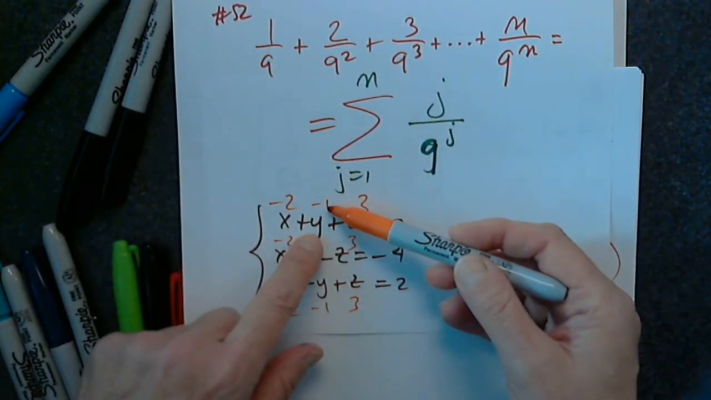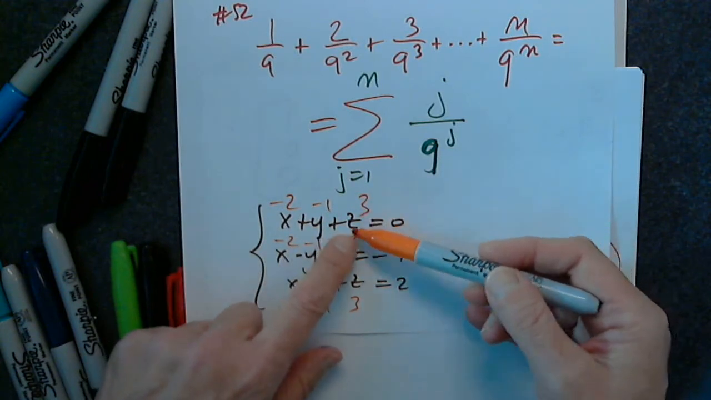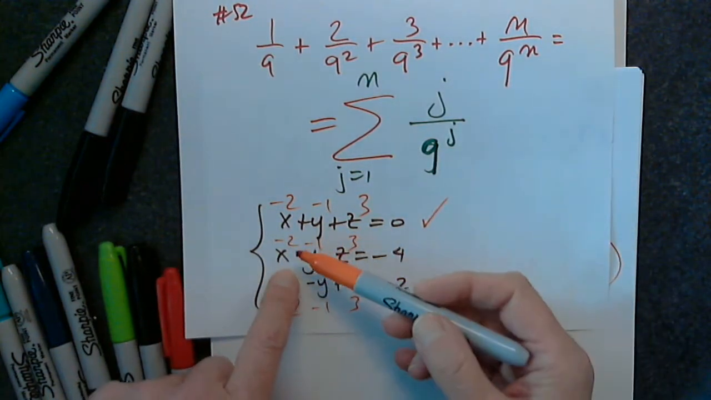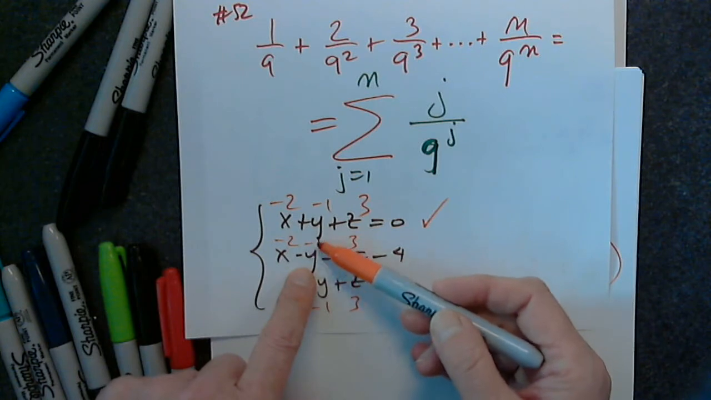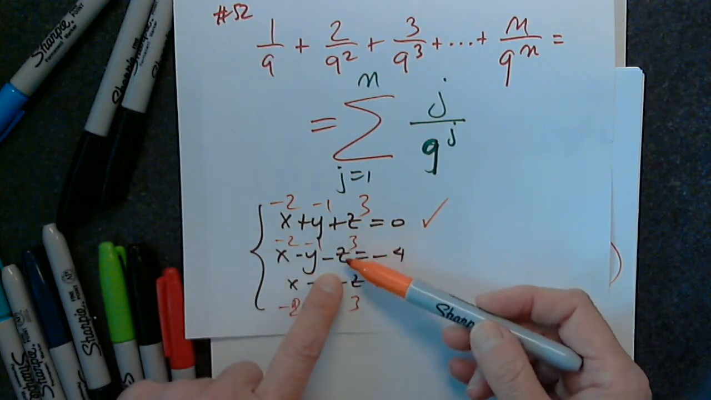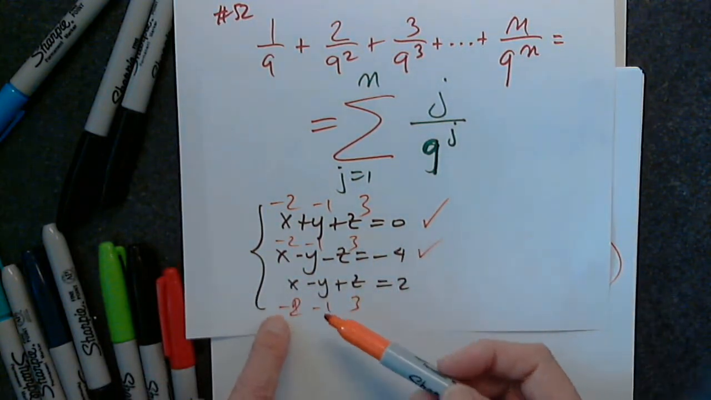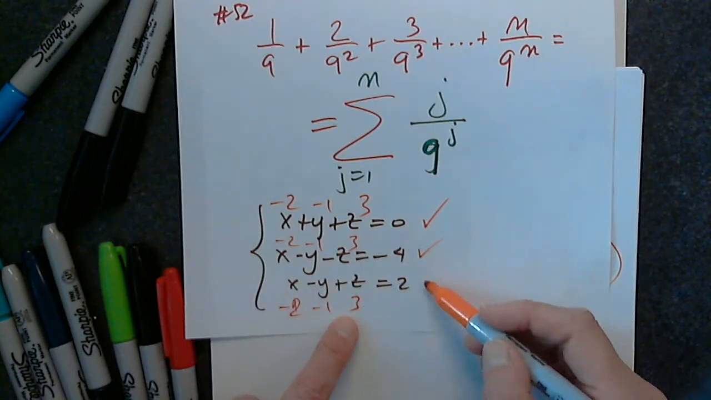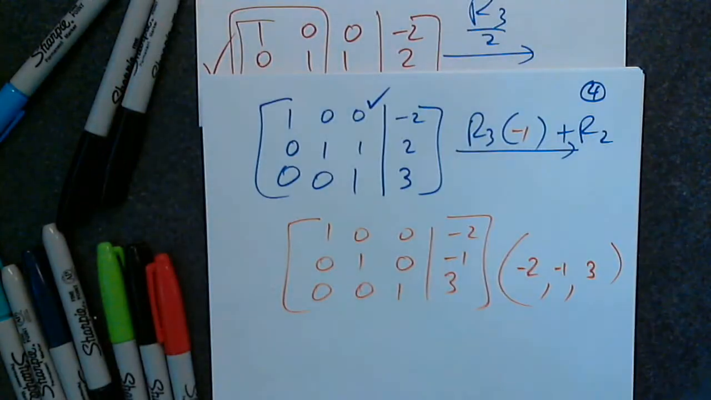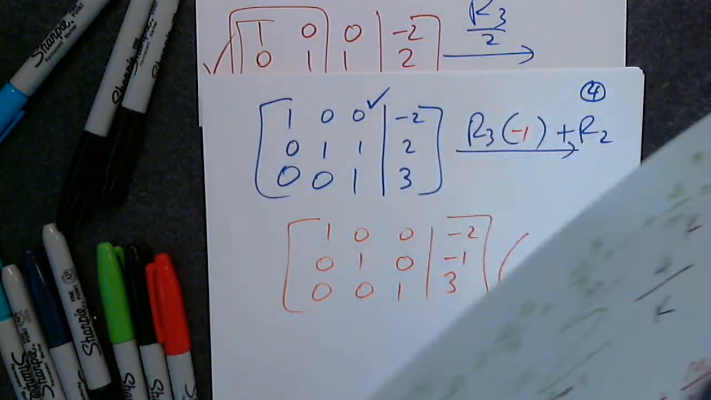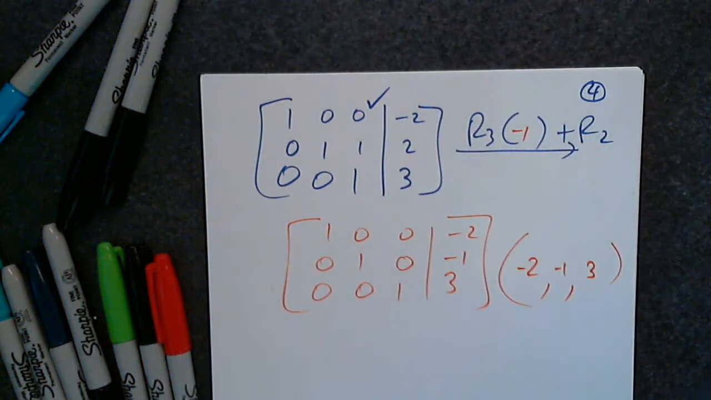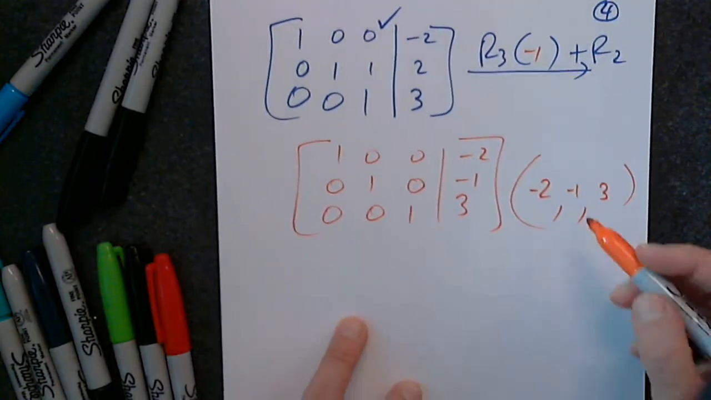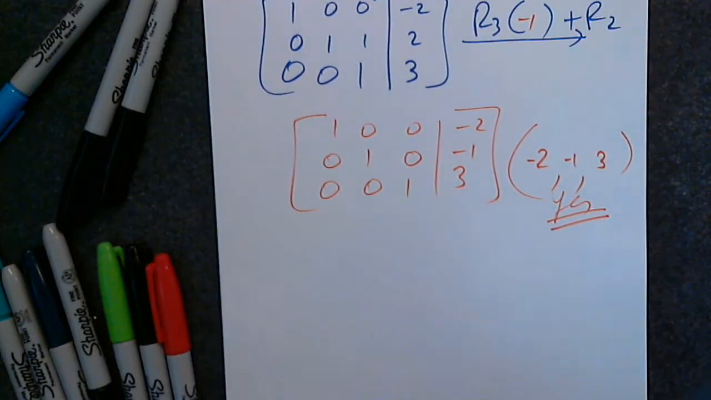So negative 2 minus 1 is negative 3 plus 3. Okay. Negative 2 but plus 1 is negative 1. Negative 1 minus 3 is negative 4, yes. Negative 2 but plus 1 is negative 1 plus 3 is 2, yes. So now we know for sure, and no one can find another. And I'll say this is it. Definitely. The solution is the triple negative 2, negative 1, 3.